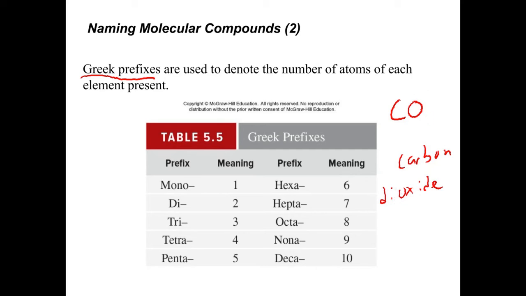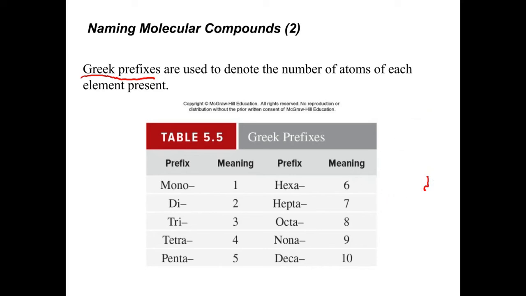If we instead had carbon monoxide, we would have to include it still. I wouldn't say monocarbon monoxide, but I would have to say carbon monoxide. So you always include mono if it's in the second word. But back to my example of carbon dioxide. For 2, I have to say di. If this was instead 3, I would just say tri. So that's where those names come from.